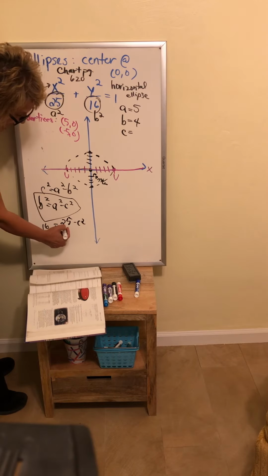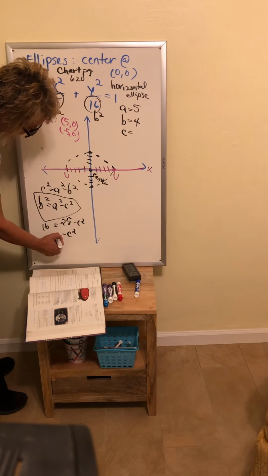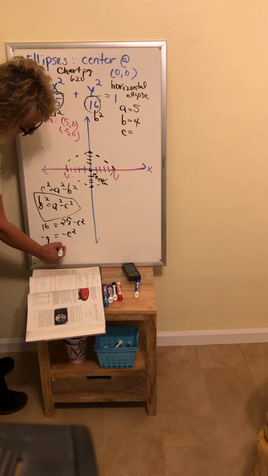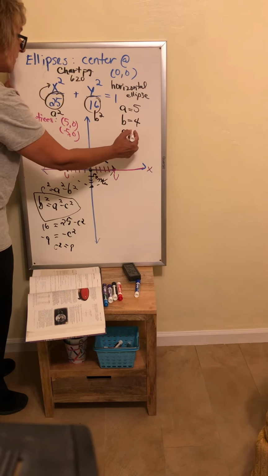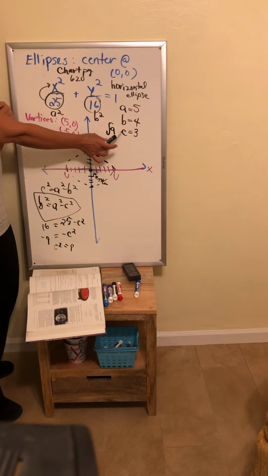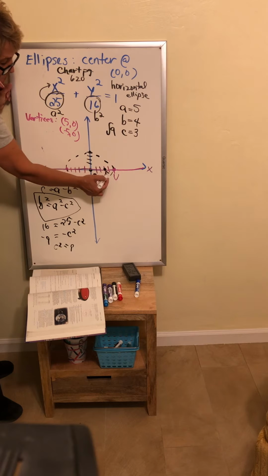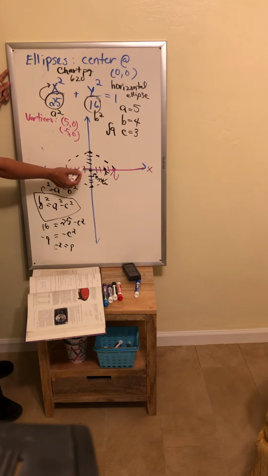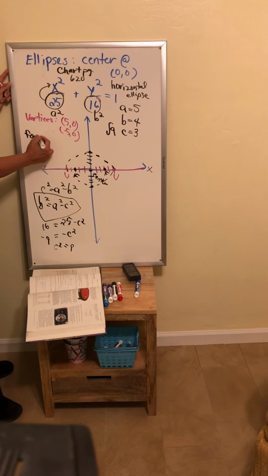So go ahead and do the math. We're solving for c squared. So subtract 25, so we will have negative c squared equals negative 9. So c squared equals 9. Since c squared equals 9, c equals the square root of 9, which is 3. So this is the distance from the center to each of these foci points. So from the center, I'll go to the right 3 and label that as a focus point, and to the left 3. So those will be the ordered pairs for your foci. They will be located at 3, 0 and negative 3, 0.